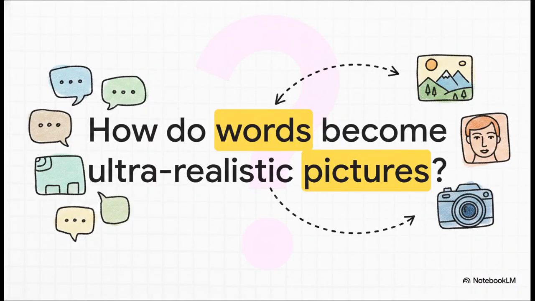Because that's the real question driving this explainer, isn't it? How does a simple sentence, just a handful of everyday words, transform into a professional-grade visual that looks like it was shot on a $10,000 camera setup?